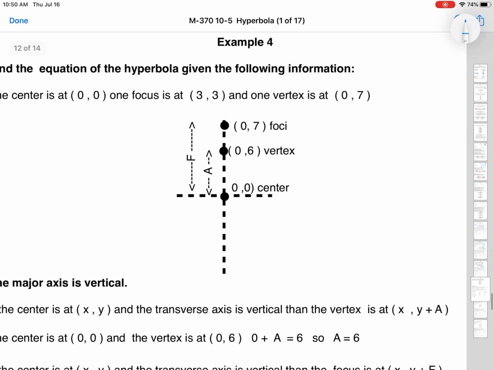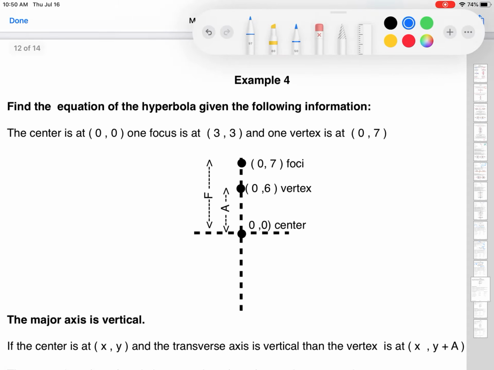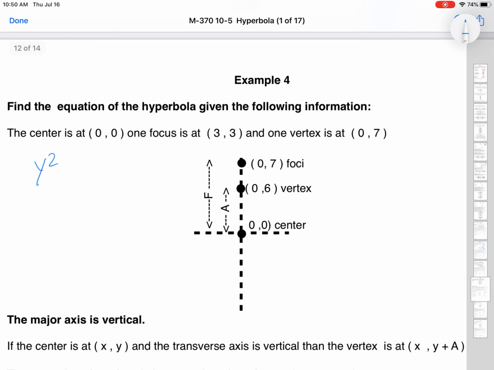It wasn't a problem. Here the center's at 0, 0, one focus at 3, 3, and a vertex at 0, 7. So we're back to the easy stuff because everything's happening to the y, right? So I'm not going to start out with x. That's why this seems so similar, but different. So it's y squared minus x squared, because the center's at 0, 0, equals 1.